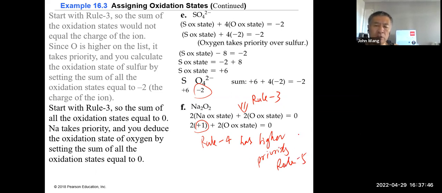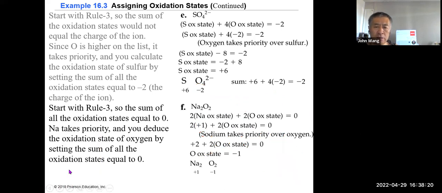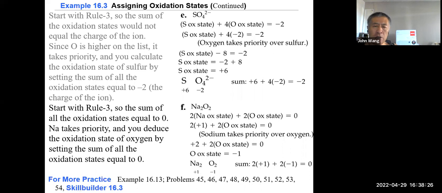So therefore, even though rule 5 will tell you oxygen will be -2, before you get that, you already get some answer from rule 4. Rule 4 is kind of dominant, or higher priority. So therefore, you will use +1 for sodium, then put it here. You solve this equation, see what the O oxidation state will be, and it turned out to be -1. So it's not common. All right, so those are a few practice questions to learn how to use the rules to assign the oxidation state for the atoms.